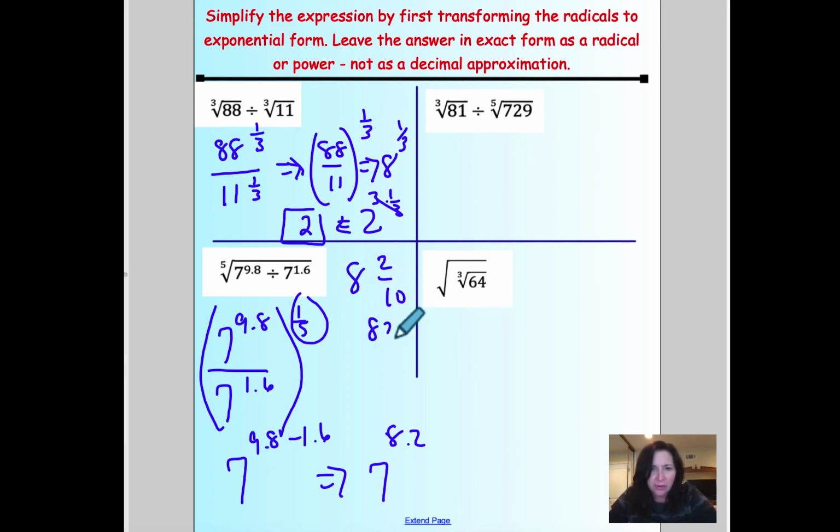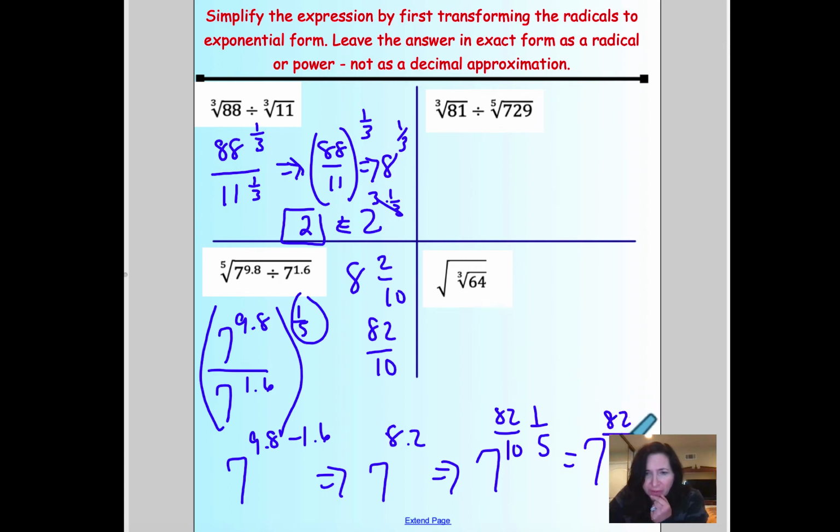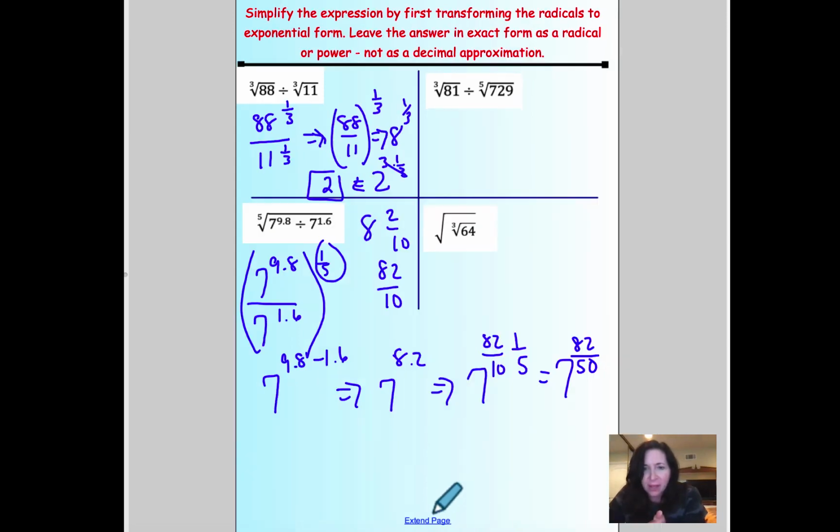8 and 2 tenths is 82 tenths. So let me rewrite this again: 7 to the 82 tenths, if that's right. And then we're going to go to the 1/5 power. So this is going to be 7 to the 82 over 50 power, and I know I can reduce that by 2 at least. So that's going to be 7 to the 41 over 25 power.